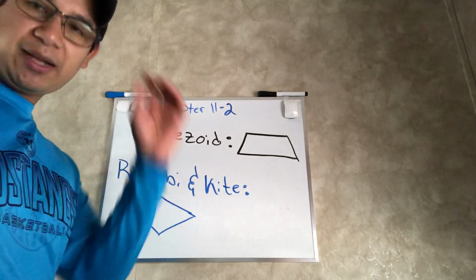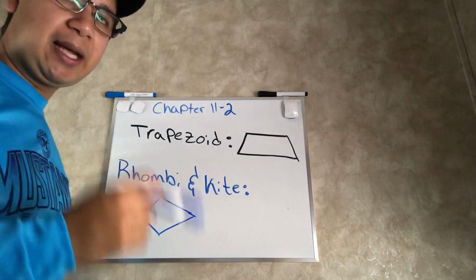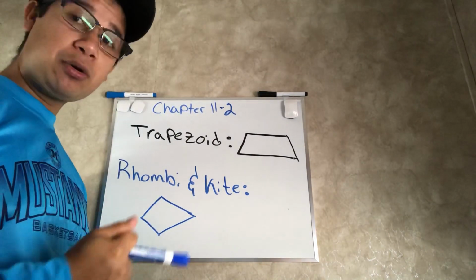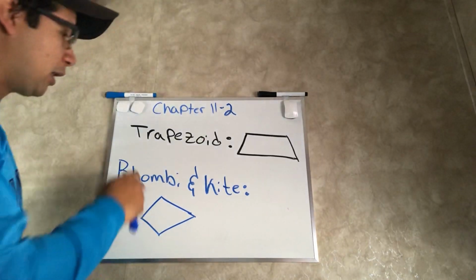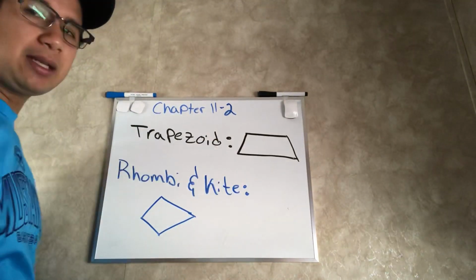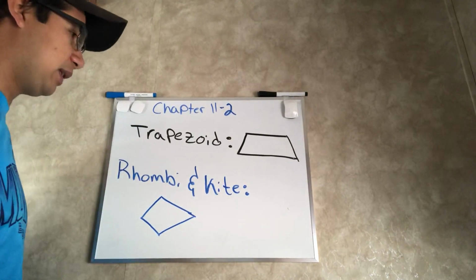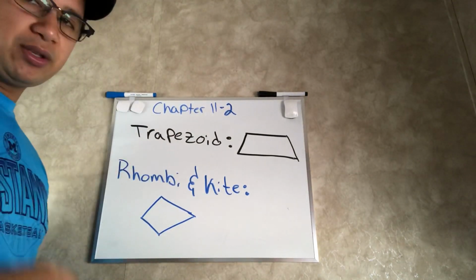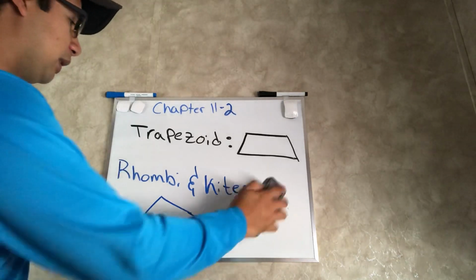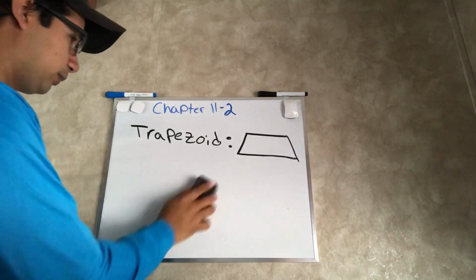Yesterday we did chapter 11-1. We talked about the area and perimeter of a parallelogram and a triangle. Today we're talking about the trapezoid, which looks kind of like the top of the Pizza Hut logo, and then a rhombus and a kite. So we're going to be talking about the area of these two. Let's start with the area of a trapezoid.